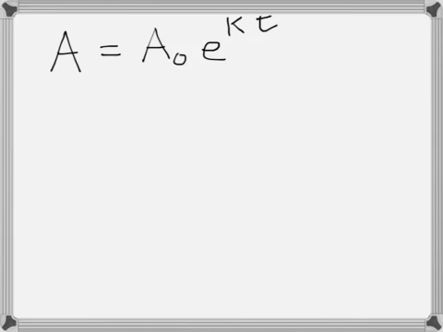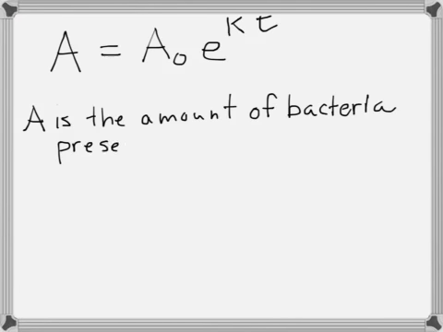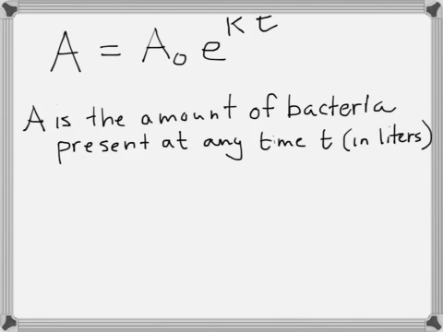get the model that we're going to be using for this particular problem, and the model from our book is A equals A0 e to the kt. And just to explain what the various parts are, A is the amount of bacteria that's present at any time. So that's actually how much bacteria is there, and that's measured in liters in this particular problem.